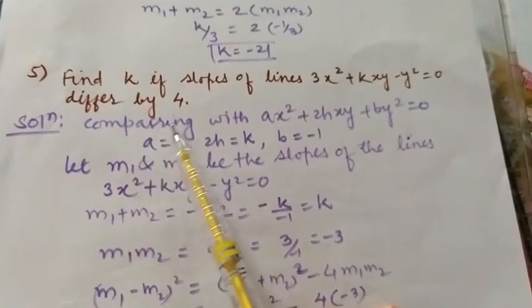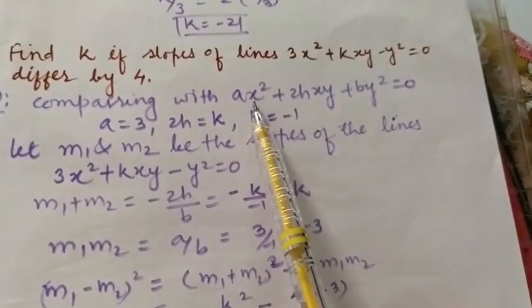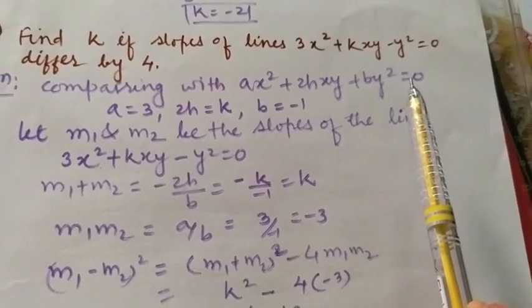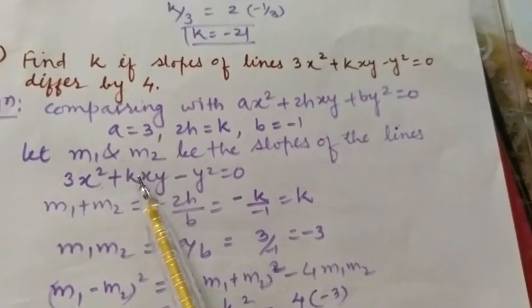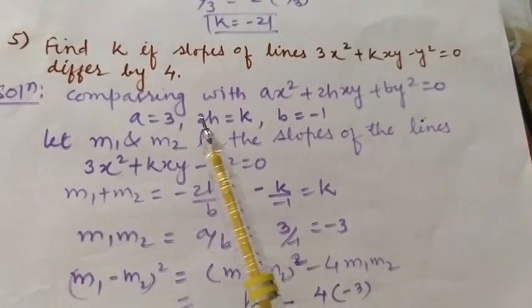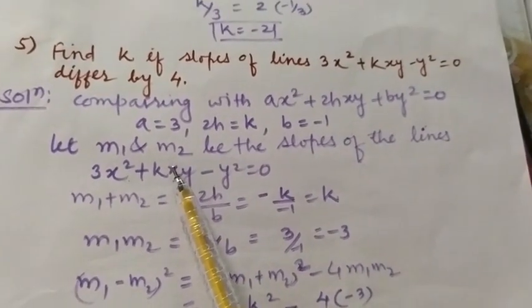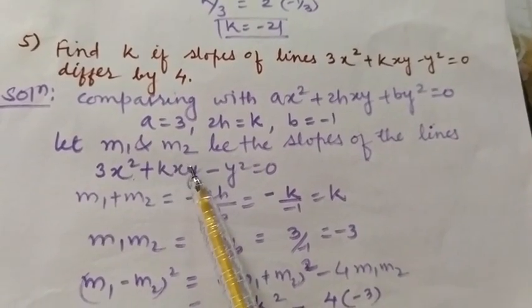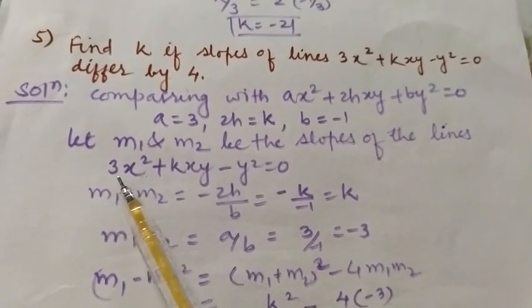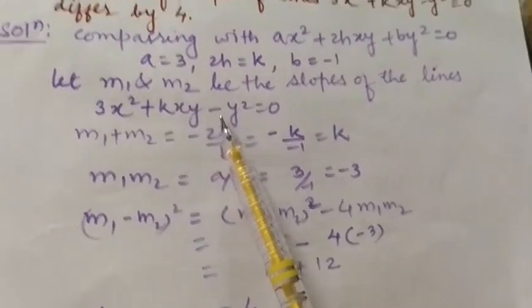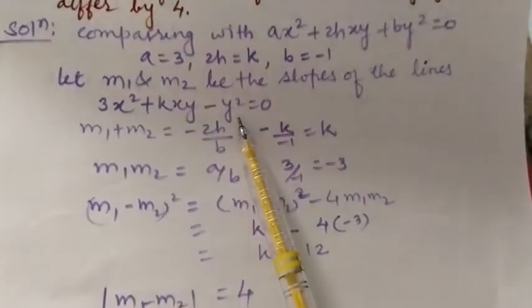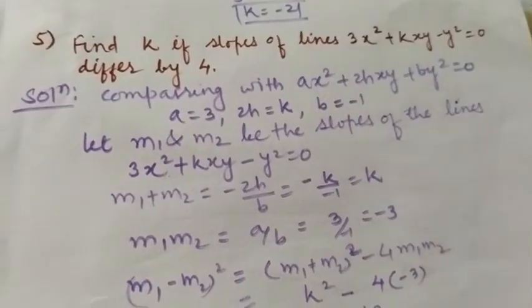Again, comparing this equation with ax square plus 2hxy plus by square is equal to 0. Here calculate the values. a is equal to 3, 2h is equal to k, b is equal to minus 1. Again, m1 and m2 are the slopes of the lines of this given equation, 3x square plus kxy minus y square equal to 0.